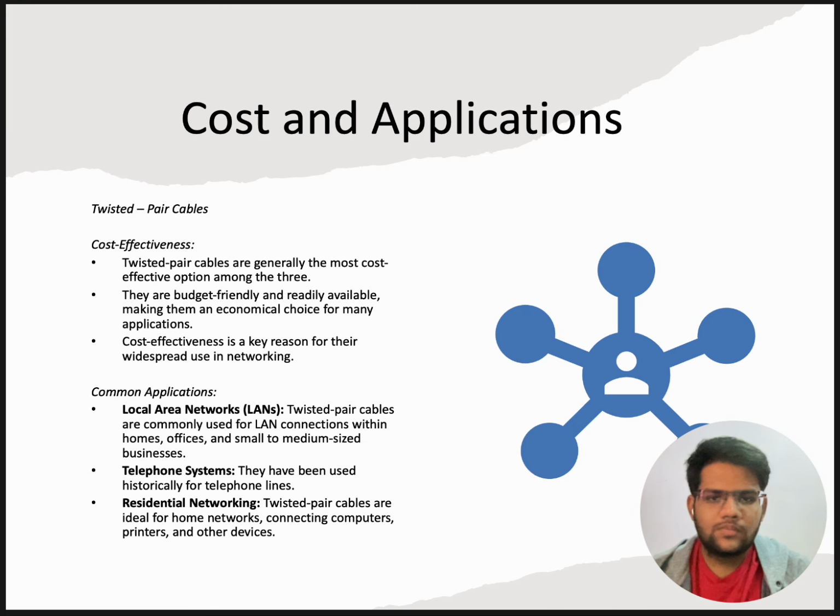Now, let's discuss cost and applications. Cost effectiveness and common applications of each cable type. The first, twisted pair cables. Twisted pair cables are the most cost effective option among the three cables. They offer budget friendly solutions and reliable availability in the market. Common applications of twisted pair cables are local area networks, also known as LANs, telephone systems, and residential networking.